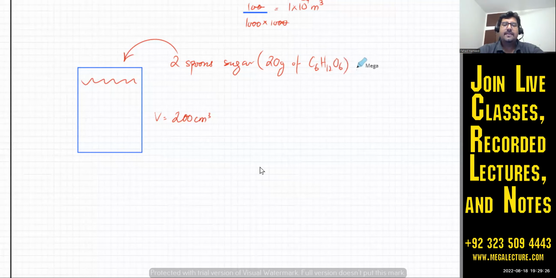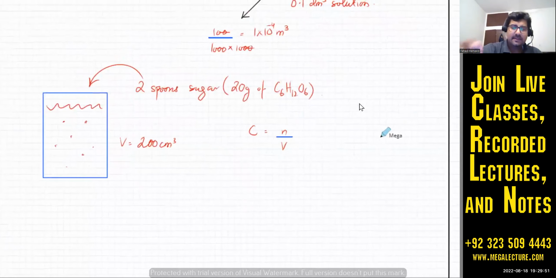Anyways, I want to find out how concentrated this solution is. Like, how many particles have I added? What is the formula? Concentration is moles that you've added divided by the volume. That's the formula. So how many moles have I added?